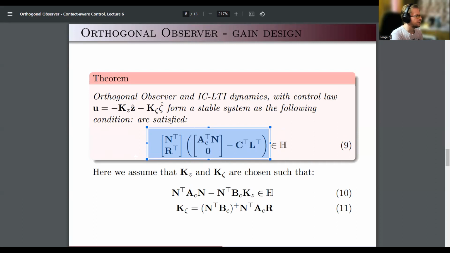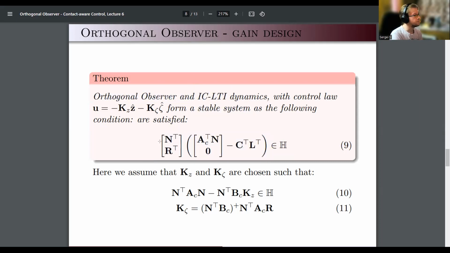Okay, now the key term is this one. What does it mean? Well, as before, it means Hurwitz. This matrix has to be Hurwitz. So for the observer and the LTI system to be stable together, this matrix has to be Hurwitz.